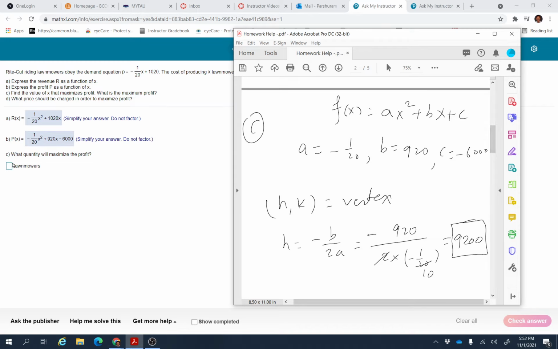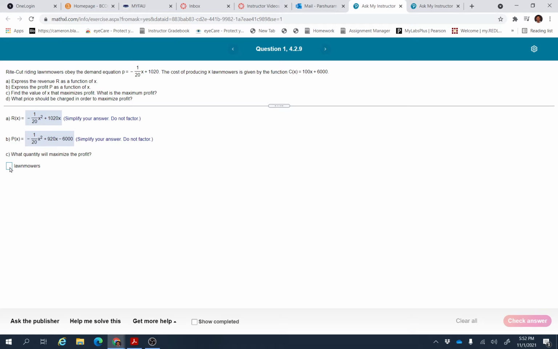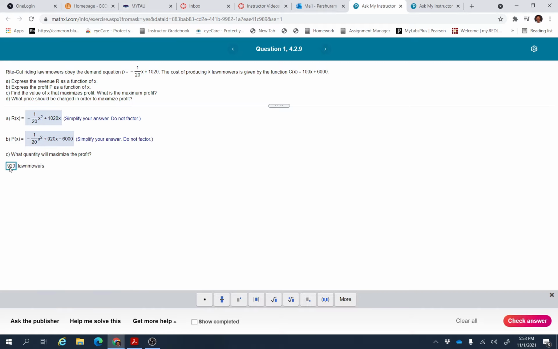But to answer what quantity will maximize the profit, that is your answer, 9200, because that's the x coordinate they are asking for. So if they sell 9200 lawnmowers, then that will maximize the profit.